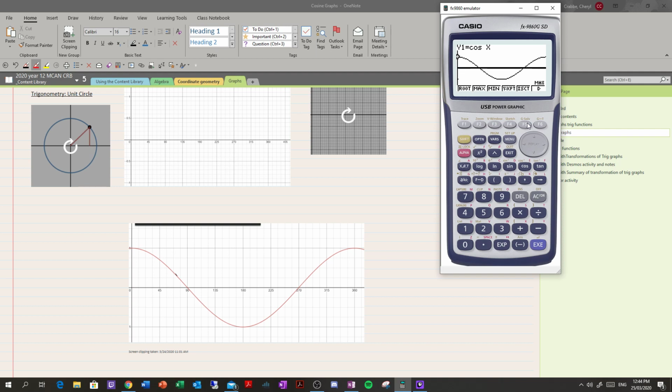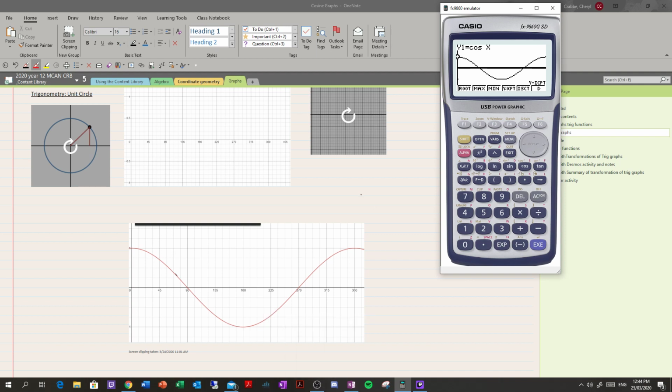And the y-intercept, which is where the graph starts for us, at 1. What else can I find? That's it, probably. That's it. So that's how you use your graphing calculator. And that's probably all you need to know about sine and cosine graphs for the first part.